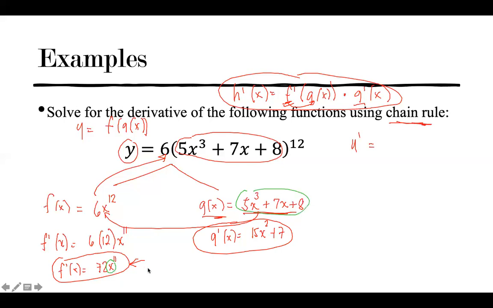So instead of writing 72x to the power of 11, we replace x, and that will be 72 times the g of x, which is 5x cubed plus 7x plus 8 to the power of 11. So this is our f prime of g of x.